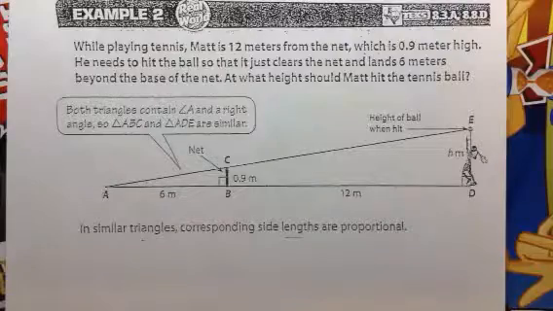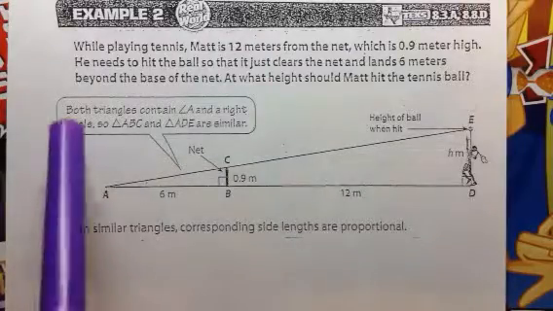While playing tennis, Matt is 12 meters from the net, which is 9/10 of a meter high. He needs to hit the ball so that it just clears the net and lands 6 meters beyond the base of the net. At what height should Matt hit the tennis ball?